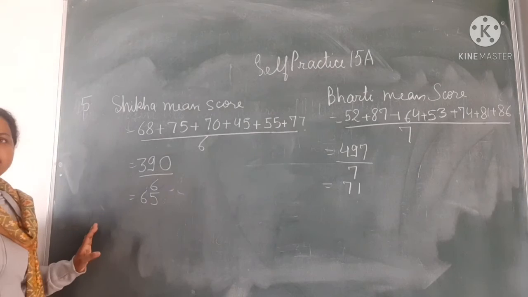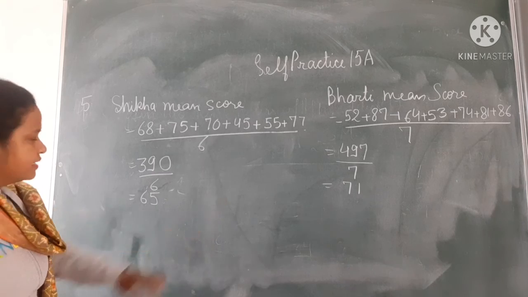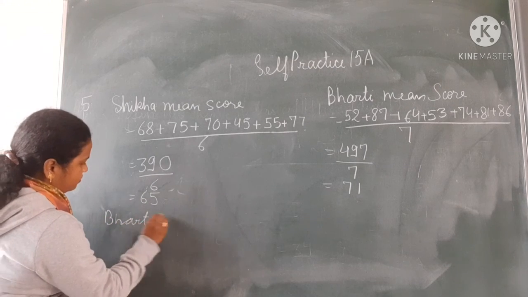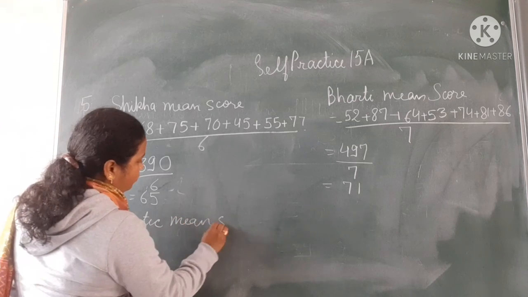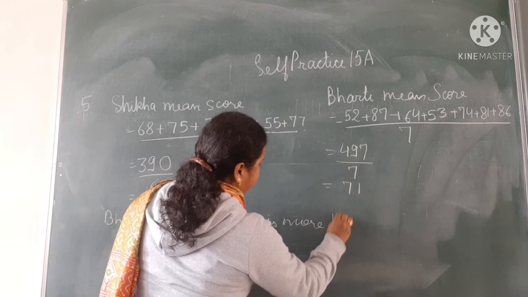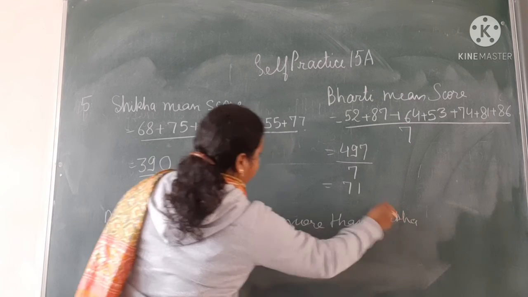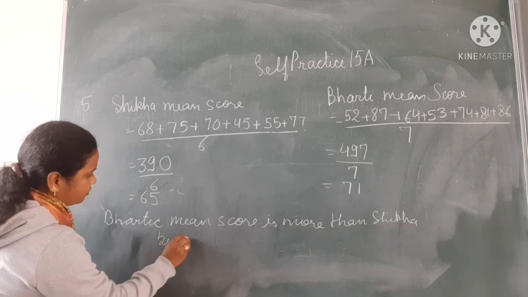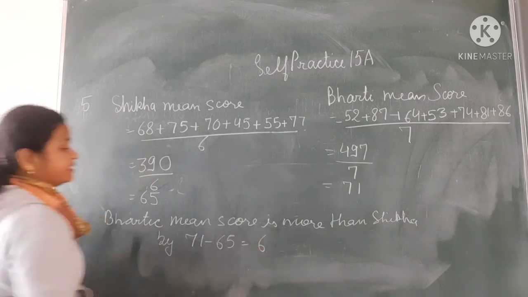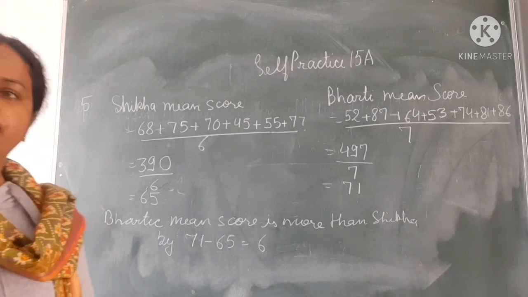Now from here you can see whose performance is better in the test? Bharti's performance. So Bharti's mean score is more than Shikha's. By how much will you find? You will subtract 71 minus 65, that is 6. So how much more is it? It is 6% more. Okay.